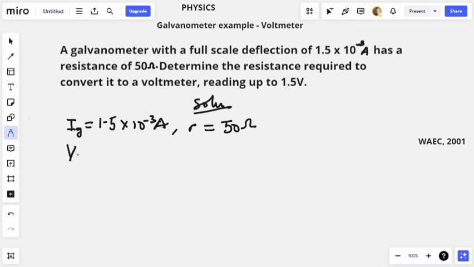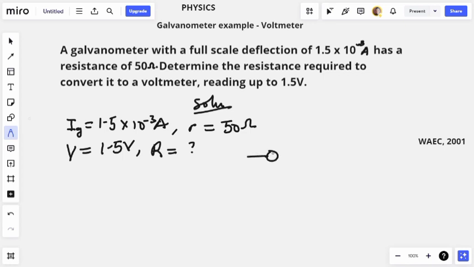Okay, that's voltmeter reading, 1.5 volts. So they say determine the resistance required. That's the external resistor, or you call it the multiplier. What we mean by multiplier is the resistor connected in series with the galvanometer, so that it can extend the range of voltage, or increase the voltage needed to give it a full scale deflection. So we are looking for big R.